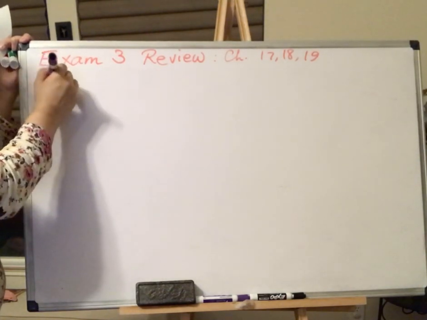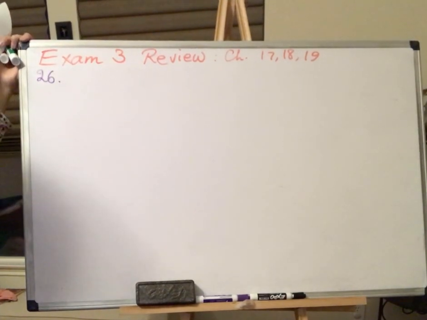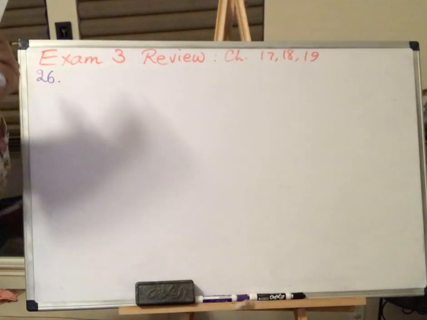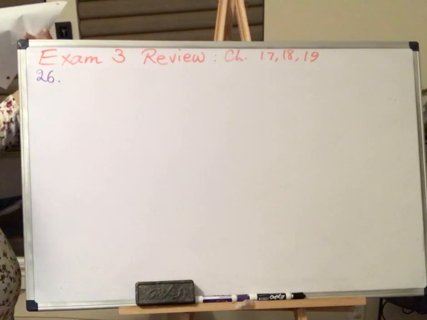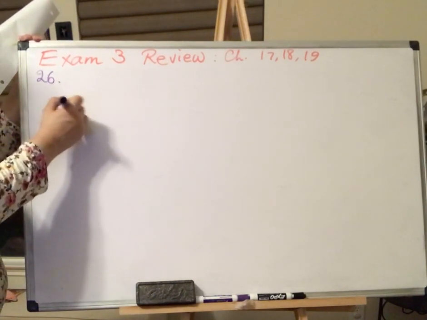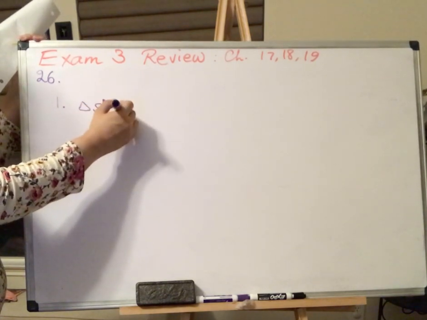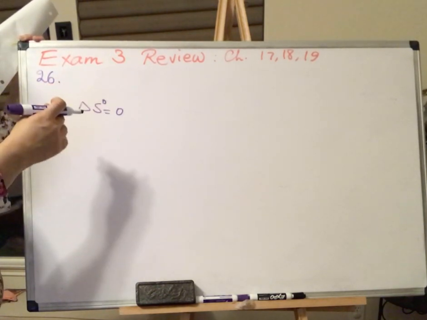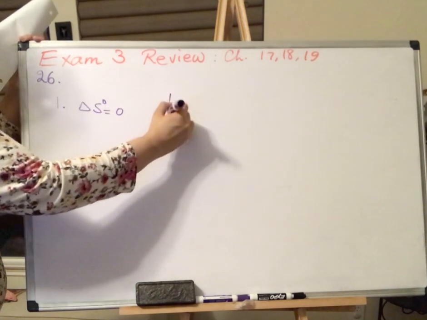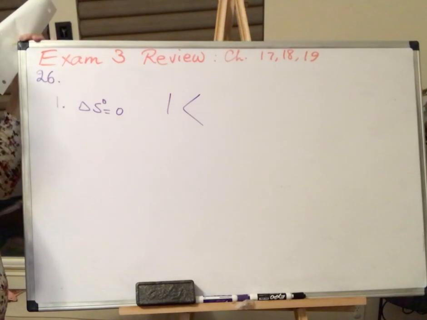Question number 26. Arrange the following reactions in order of increasing delta S standard value. So delta S is increasing. So for equation 1, delta S is 0, right? Because the number of gas molecules is the same. So for 1 is the least. We are going from the least to the most.